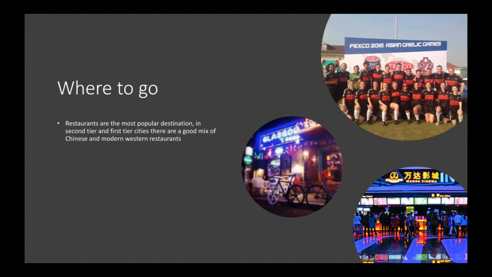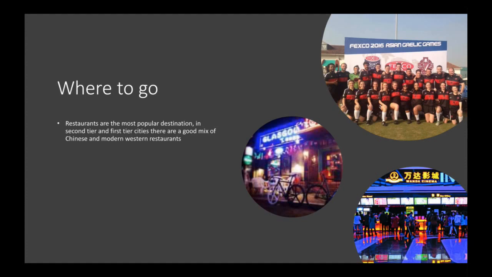In second tier and first tier cities, there's often a very good mix of Chinese and modern Western restaurants. Chinese restaurants will be no problem to find whatsoever, and you'll have your absolute fill of those. But when it comes to Western restaurants, you'll often find that there are small Western communities of bars and restaurants. They're very often located close to any Western embassies or Western consulates. Foreign consulates in Chinese cities are often pretty much all located around the same space. For Western ones, they'll often be in the same compound in second tier cities.